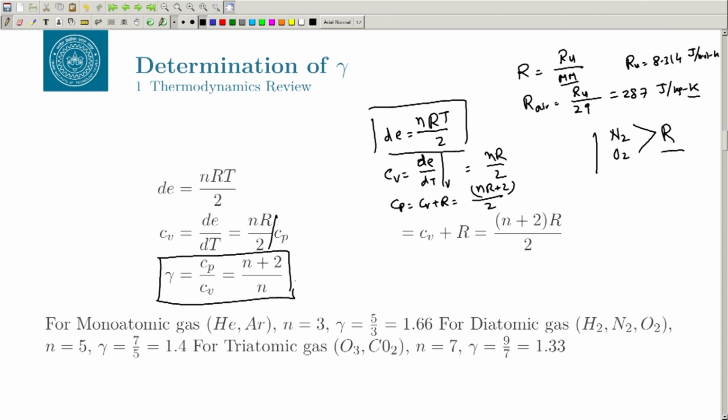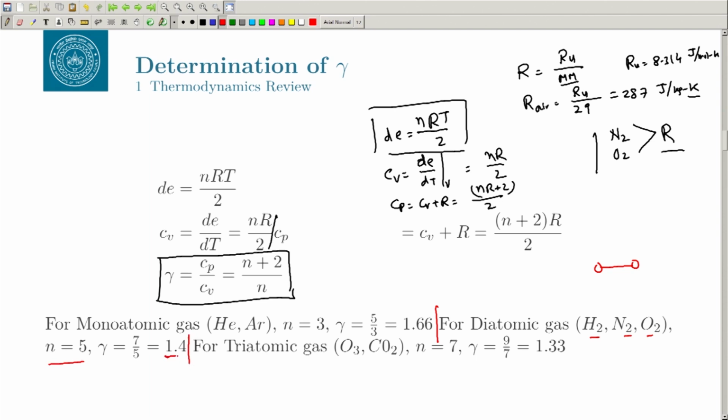So, for a monatomic gas you will have 3 degrees of freedom, 3 ways it can exhibit motion or exchange energy. In that case your gamma will be 3 plus 2 by 3, that is 5 by 3, which is 1.66. For the case of a diatomic gas, such as hydrogen, nitrogen and oxygen, n will be 5 because you will have 2 extra degrees of freedom, for example vibrational energy. Then in that case you have n equal to 5 and gamma equal to 7 by 5, which is gamma equal to 1.4.